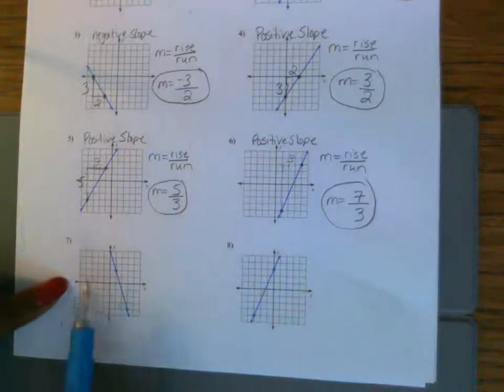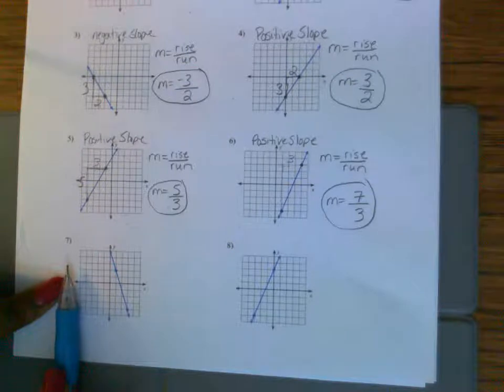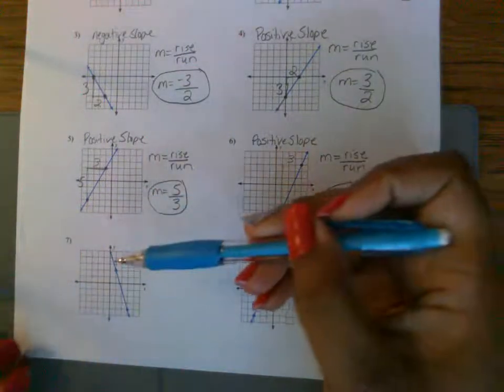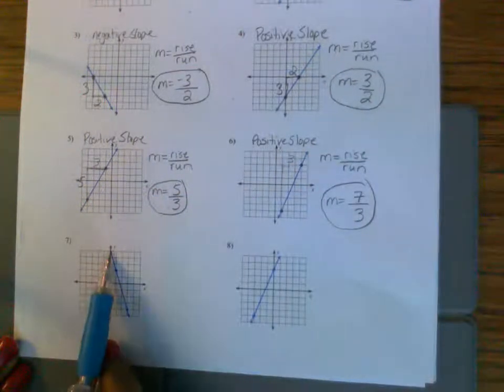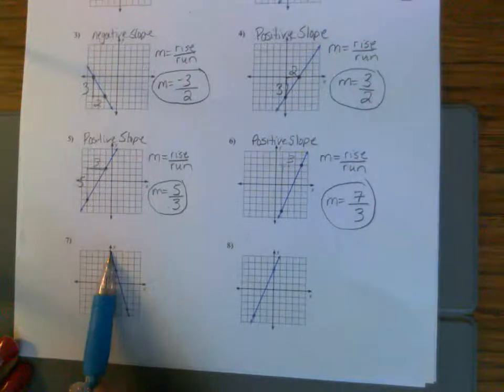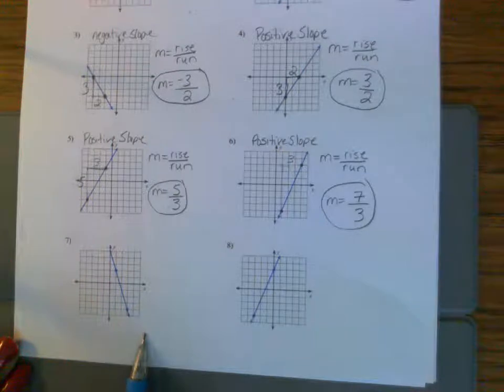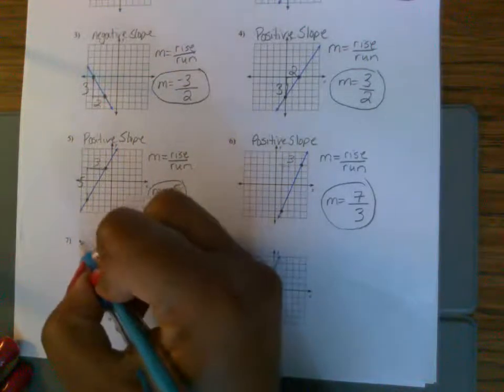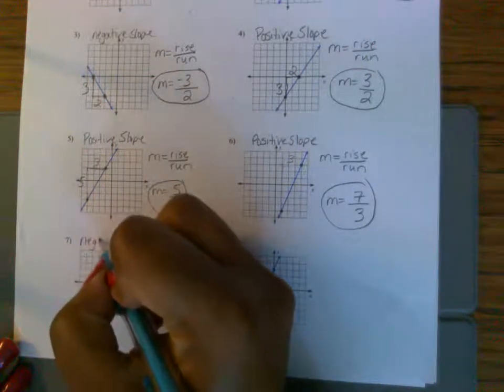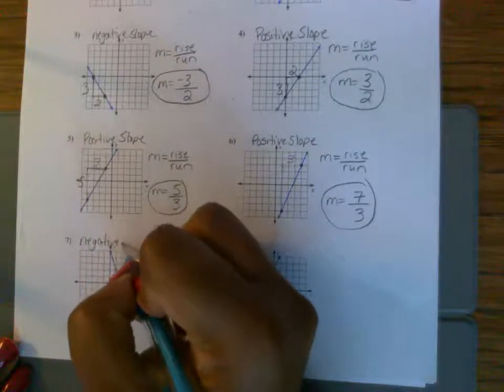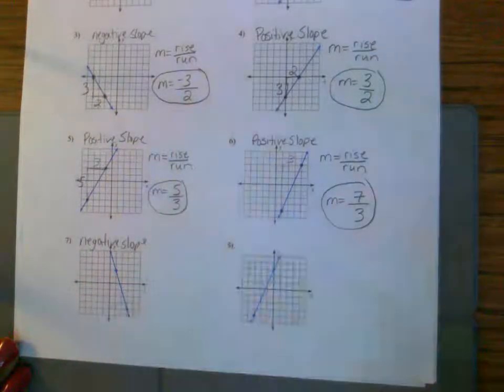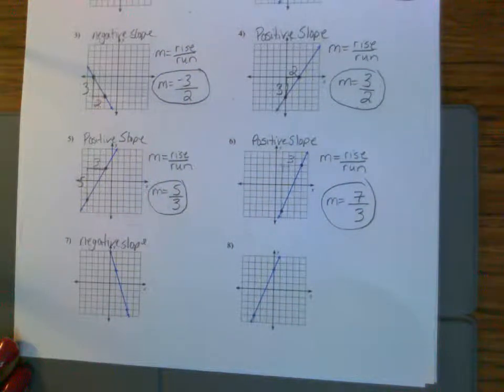Remember, when you're reading the graph, you read from left to right. The leftmost part of the line starts right here. This is where the line starts. This is the left part of the line. And look at how it's going. The line is going down from left to right. So this is a negative slope. So I'm going to write negative slope. Okay? Have a question in the chat. Very good, Ureli. Good job.